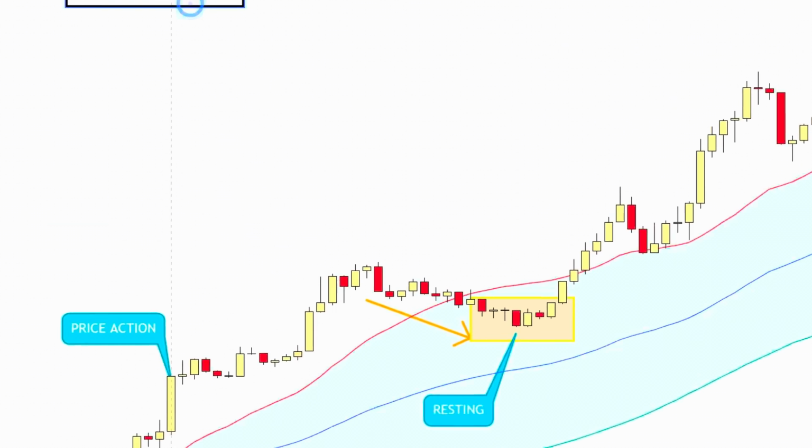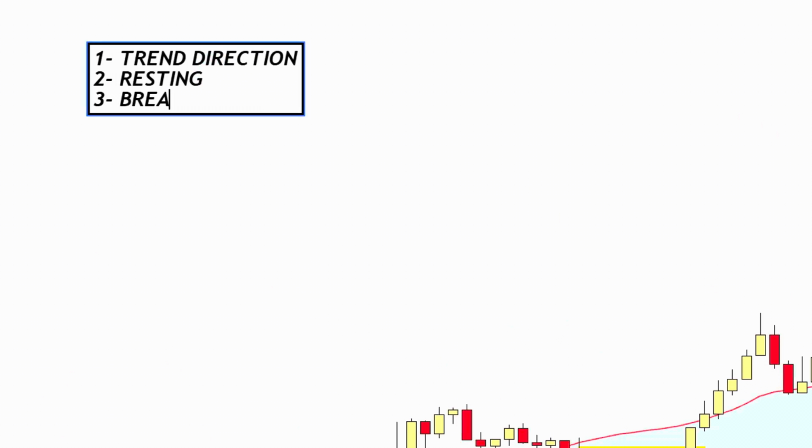You're watching for price to actually break back out of that resting zone in the direction of the trend, not against it.